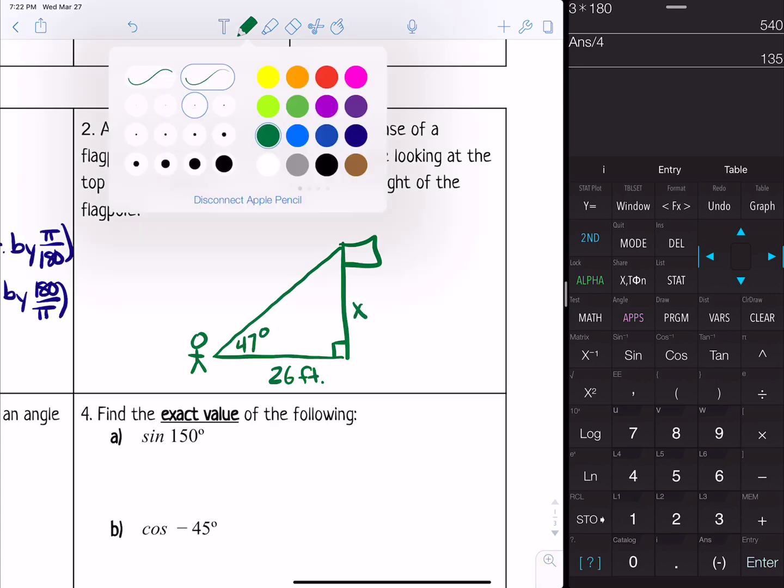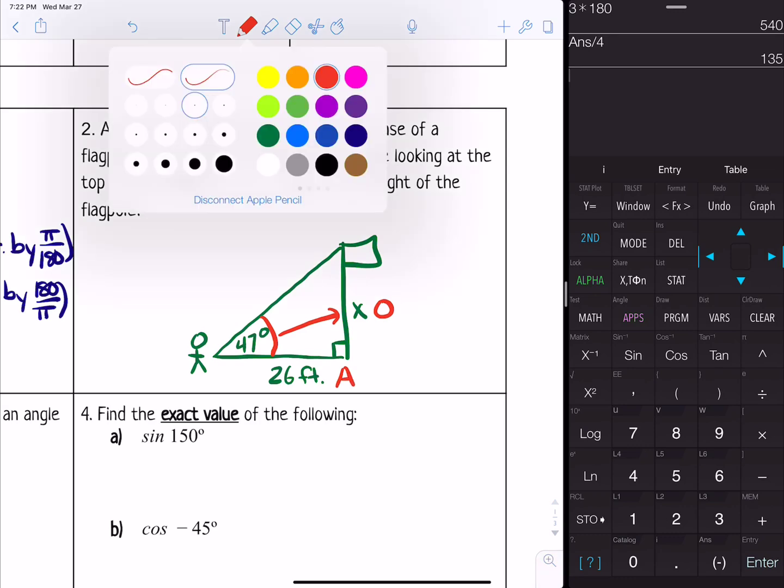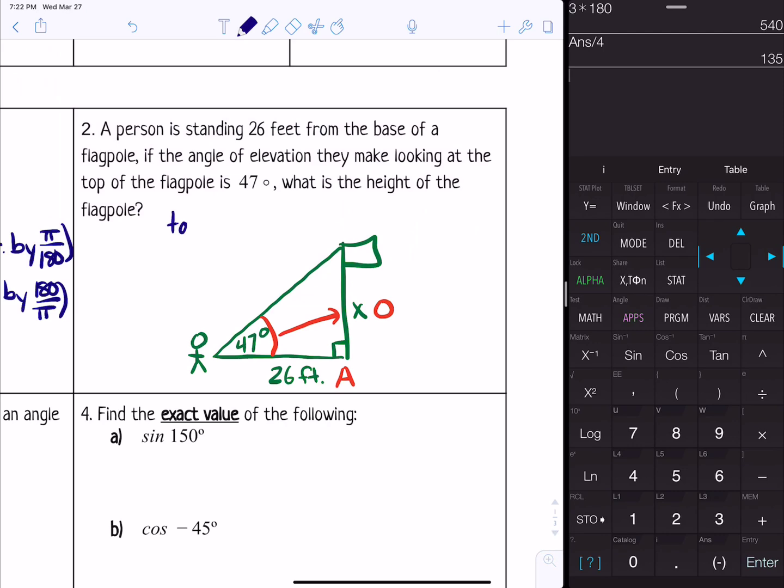By what we're given, we have this angle, we have the side opposite of that angle, and we have the side adjacent to that angle. So let's use tangent, because that does not need the hypotenuse. So tangent of 47 equals x over 26, because it's opposite over adjacent. Then we just need to multiply both sides by 26 to get x by itself. So 26 times the tangent of 47 degrees will equal x.